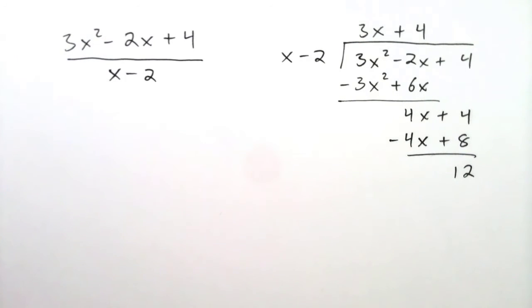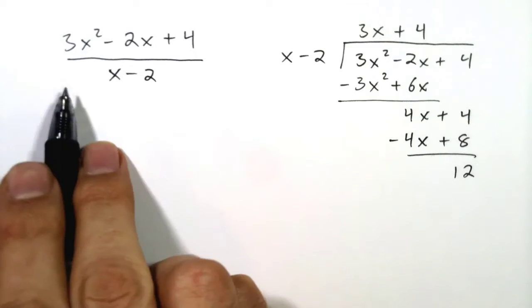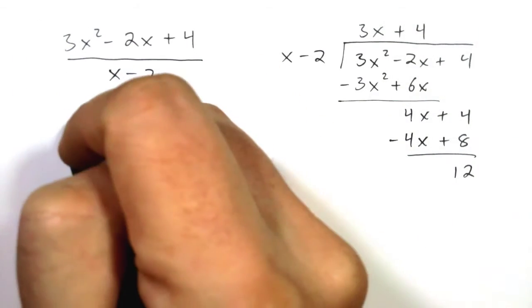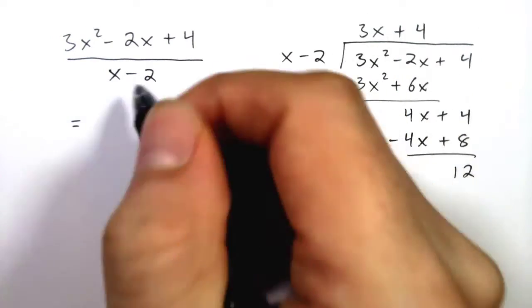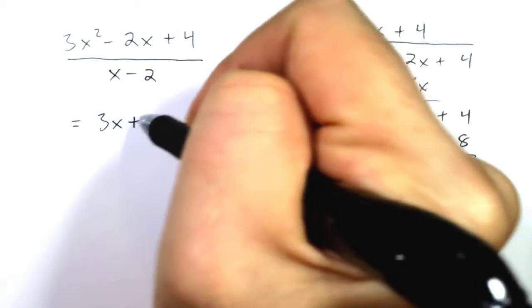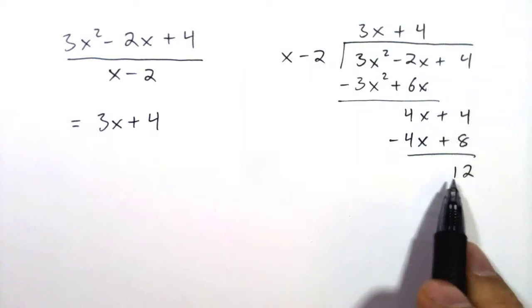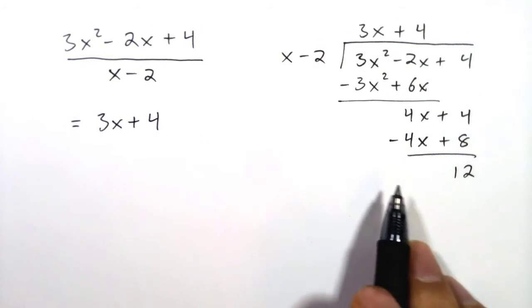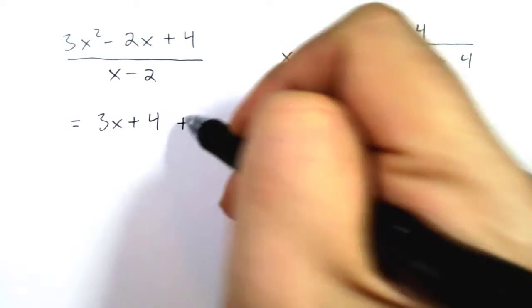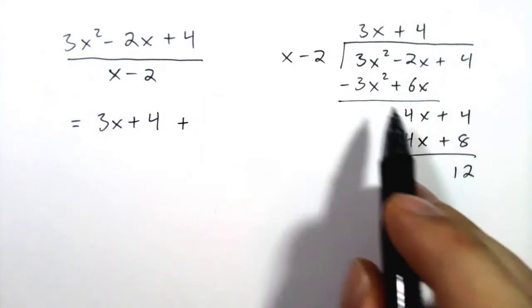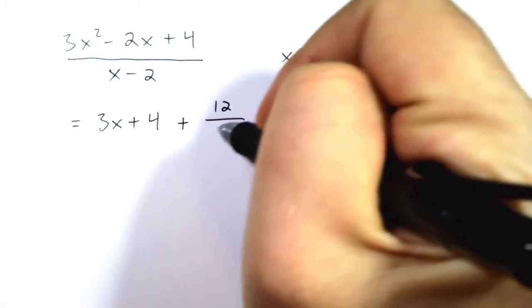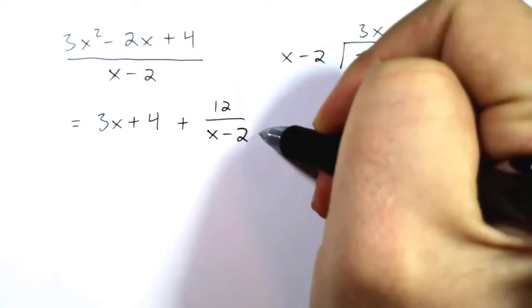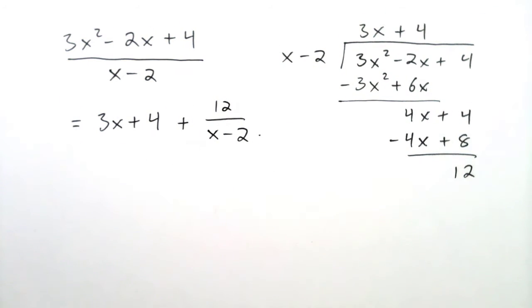Now, by the way, how do we write the final answer? Well, if I wanted to express this division, I would write my answer here, 3x plus 4. If the remainder was 0, I would just write that. But since I got a remainder, I add to that the remainder term divided by this term. So I take 12 over x minus 2. And that is how I would express this division.